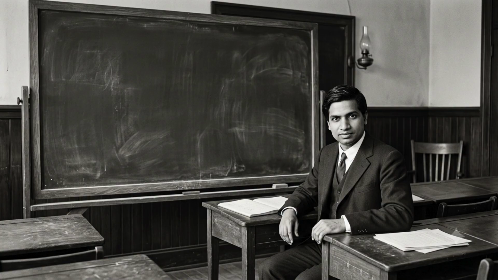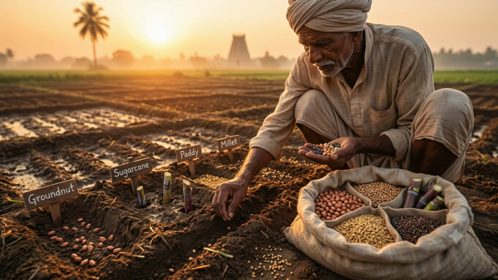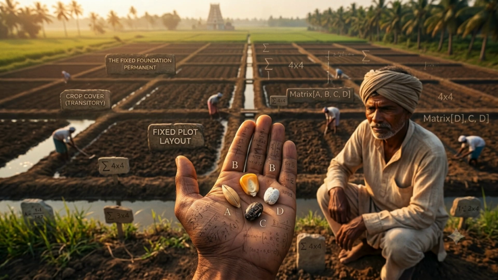To understand this idea, let's imagine a farmer. A farmer divides his land into 16 sections. Before the rainy season begins, he first plans the complete layout. Where should the boundaries go? Where should the water channels be placed? How should each section be organized?